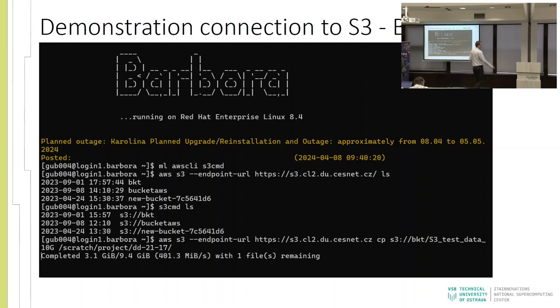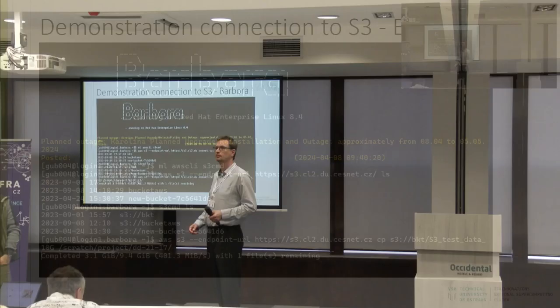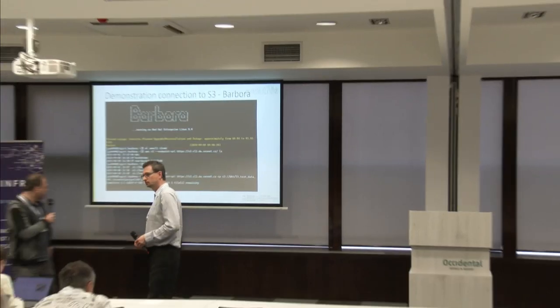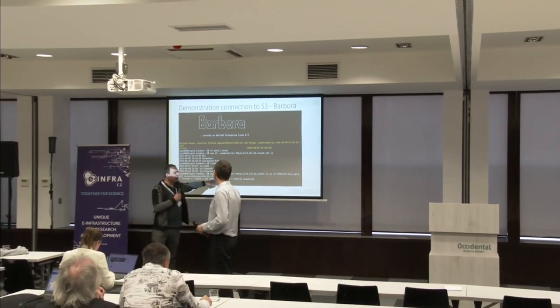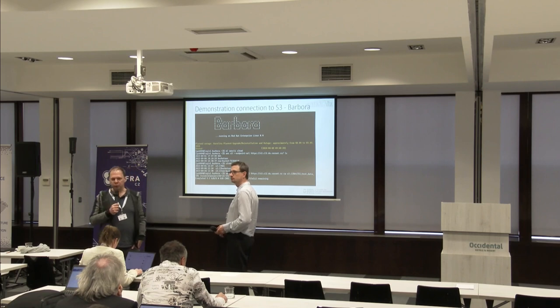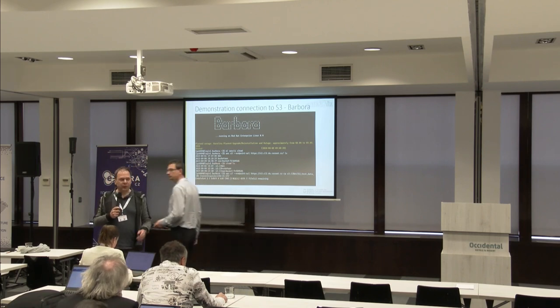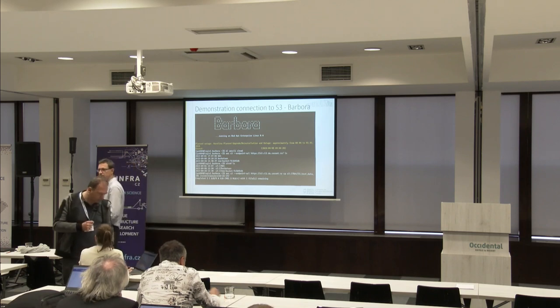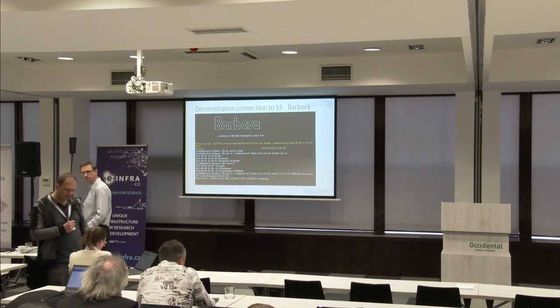If I can summarize the last slide, basically the message is that the object storages that are operated by CESNET are available at compute nodes at Karolina and Barbora systems, and you can easily expect speeds of approximately 0.5 gigabyte per second in throughput. Not too bad.